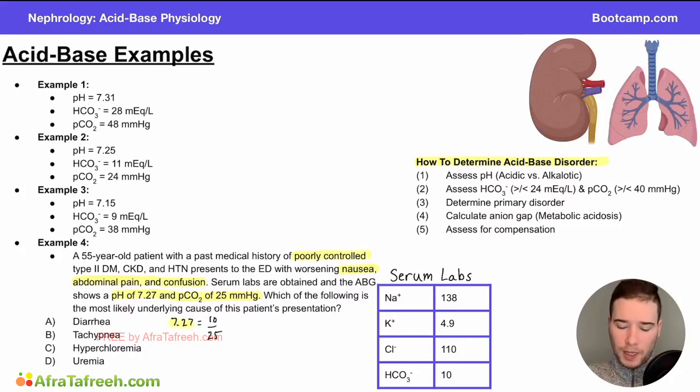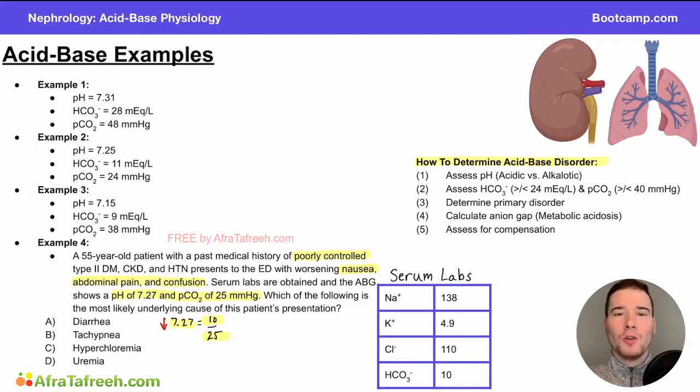So first, let's set up our equation like we have been doing. Here you can see I've set our pH of 7.27 equal to our bicarb of 10 over our PCO2 of 25, because that's the standard calculation format that we're going to use for these questions. So what we can do now is assign arrows. Is this above or below our expected values?